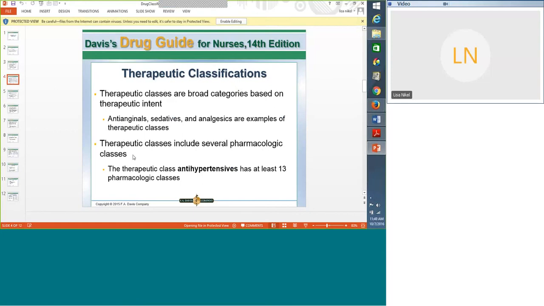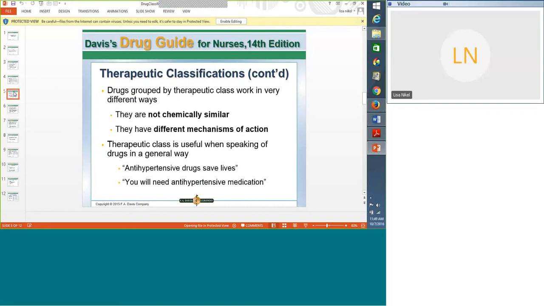Therapeutic classes can have several pharmacologic classes. So the big class, therapeutic class of antihypertensives, they help with high blood pressure. There's at least 13 pharmacology classes within that class. So we learn these drugs by classification, and learning about the classifications can help you group together some of the key things that you need to know for different classifications of drugs.